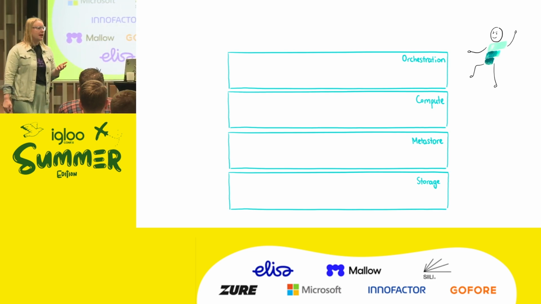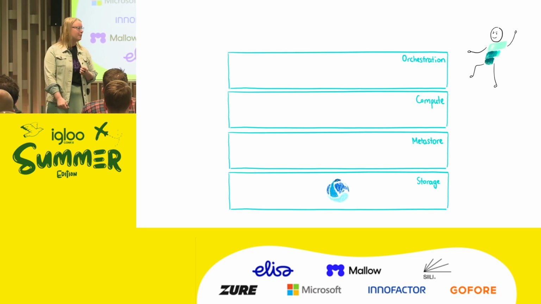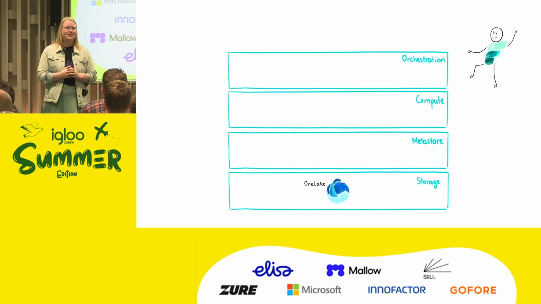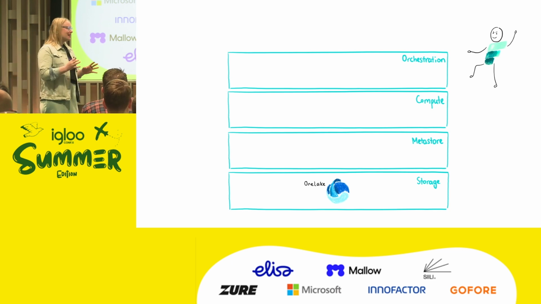So if we start looking at it from the Fabric perspective, for the storage layer in Fabric, we have something called OneLake. I have very mixed feelings about this word, and for them calling it the OneDrive for data, I don't think that is a positive marketing term, in my opinion. But, you know, everyone has their opinions.